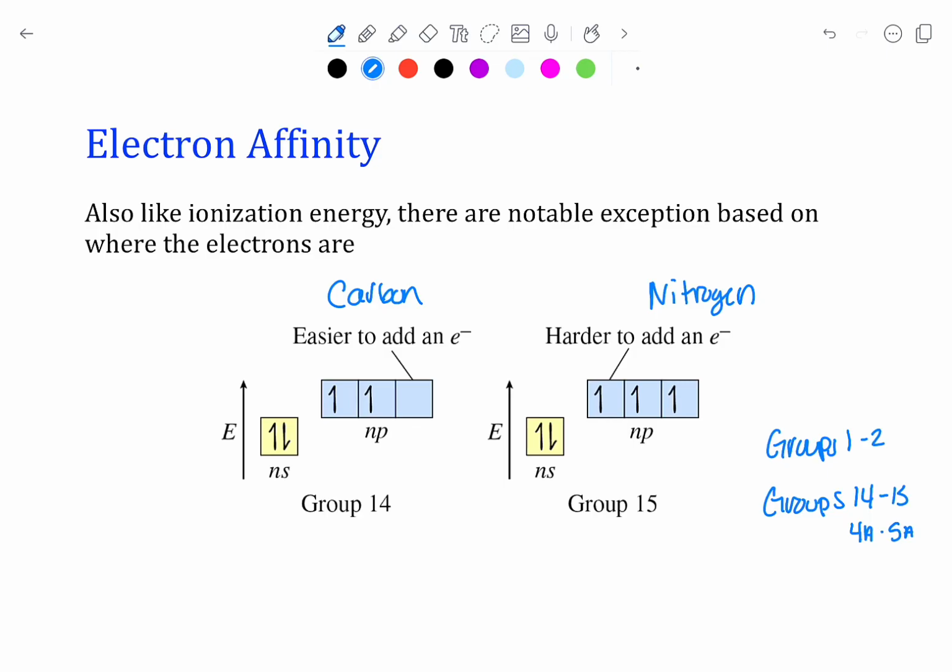As you go lower down, like we saw with ionization energy, they don't change as much, but you do just have to think about where the electrons are going to be going. Is it easier or harder to add those electrons in order to maximize our spin and our whole and half-filled shells?